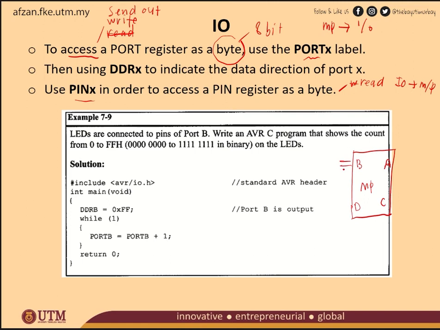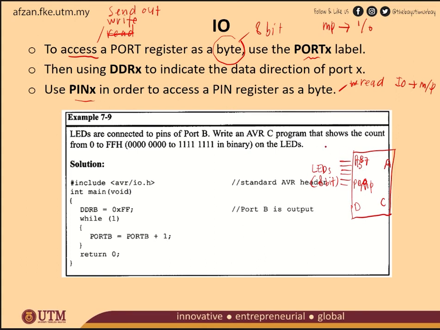So you have 8 LEDs connected to your 8-bit port B, from PB7 to PB0. This LED here is connected to your port B. Then what are you going to do here? You are going to show the count from 0 to FF.